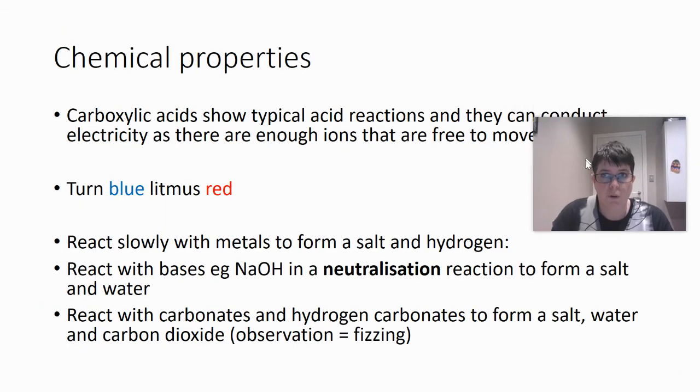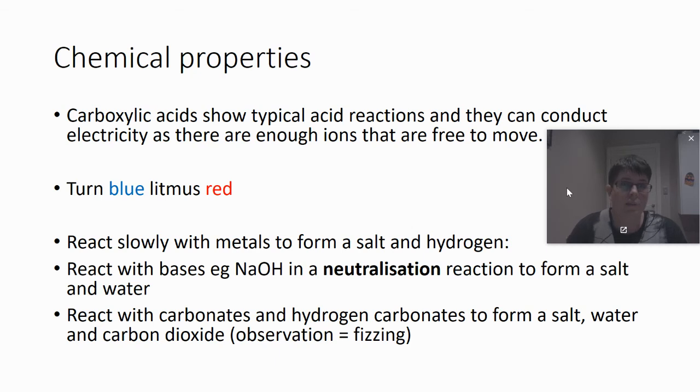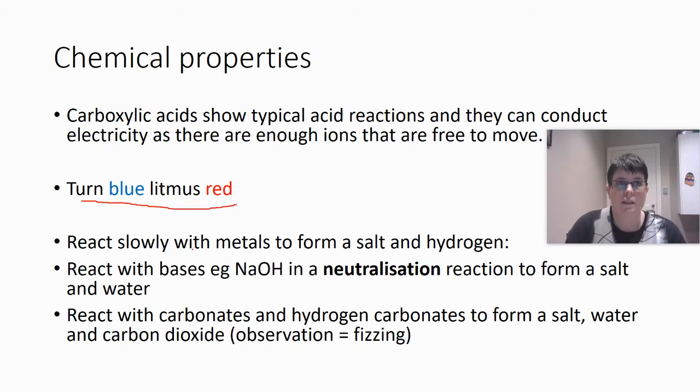What about the chemical properties or the chemical reactions? Carboxylic acids show typical acid reactions, and they can conduct electricity as there are enough ions that are free to move. So they form ions in solutions, and so they conduct electricity. Because they're acids, they turn blue litmus red. So that's a good test to distinguish if a carboxylic acid is present. Use the litmus paper, and if the blue litmus paper turns red, then that's the indicator to show that carboxylic acid is present.